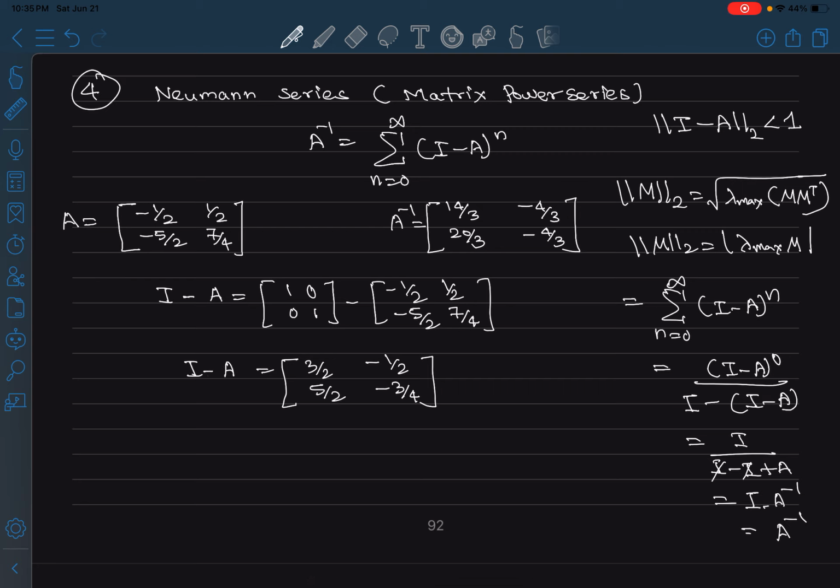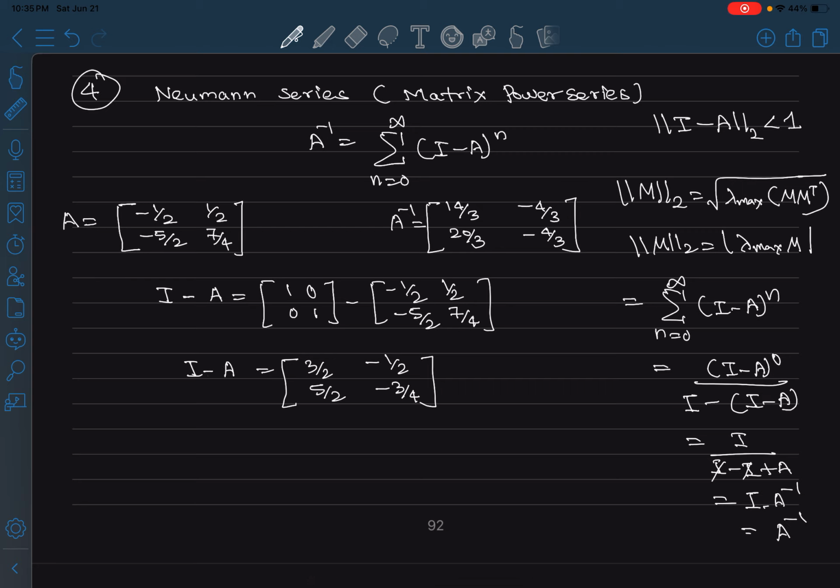After you have I minus A, to find the nth power of any matrix M, let me give you the idea of what to do. First you break down M into the form P D P inverse, where P is the matrix of eigenvectors and D is the matrix of eigenvalues.